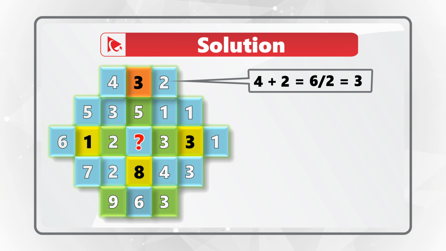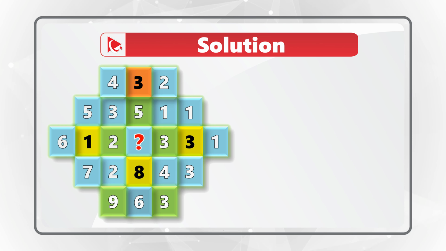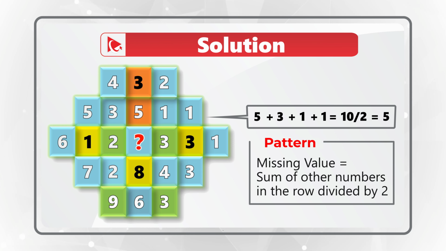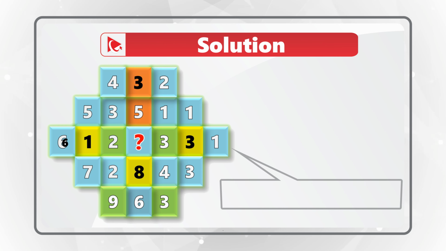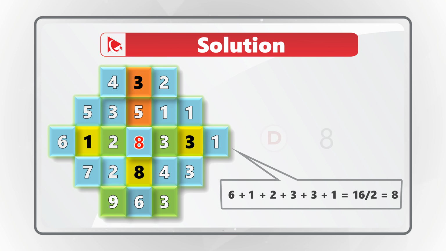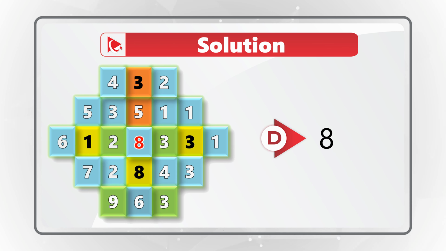Same way, the result is calculated in the second row from the top. 5 plus 3 plus 1 plus 1 equals 10, and 10 divided by 2 equals 5, and you see 5 in the middle in the green box. Which means that the middle row can be calculated as the sum of all the numbers divided by 2. 6 plus 1 plus 2 plus 3 plus 3 plus 1 equals 16. 16 divided by 2 equals 8. So the correct answer here is choice D, 8.